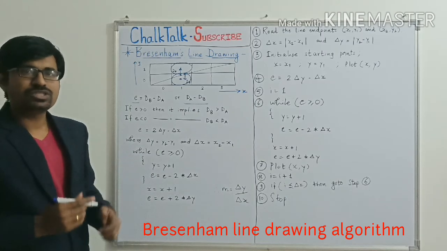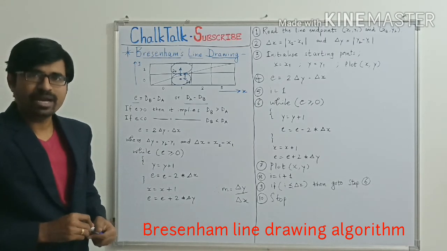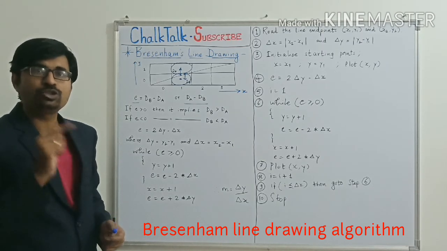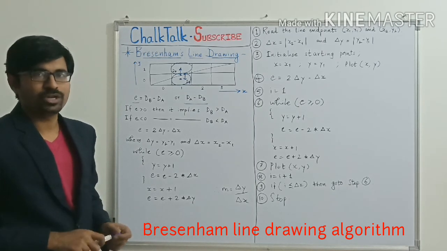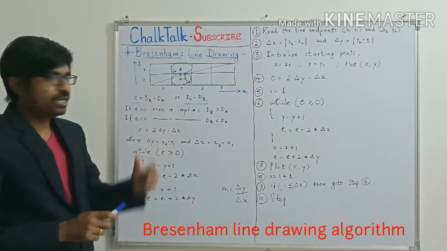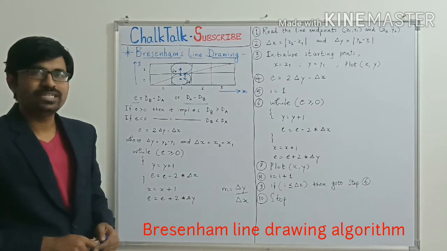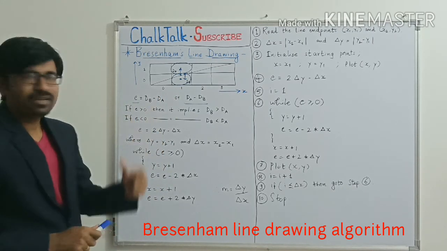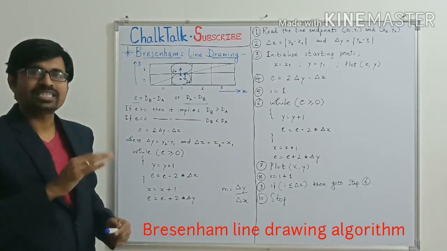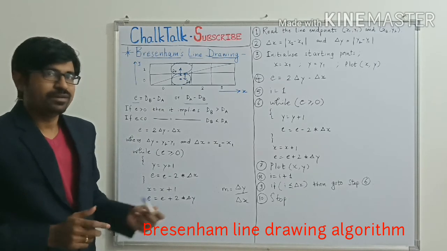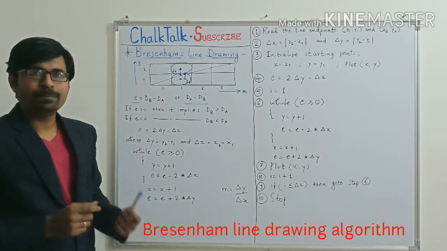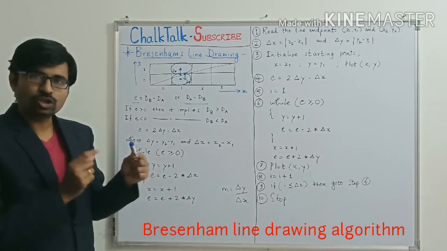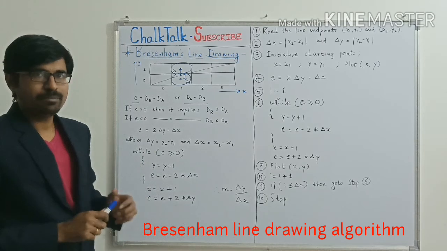The pixel with the minimum distance from the true line will be identified and chosen to be highlighted. This is called selecting the optimum raster location, and in this way we can avoid the disadvantage of the DDA algorithm. The incremental factor in DDA was that x and y simultaneously get incremented, whereas in Bresenham's either x or y will be incremented, depending upon the pixel which is much closer to the true line. This is the main concept.